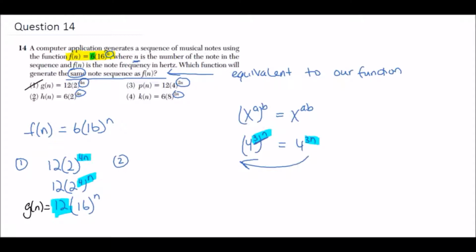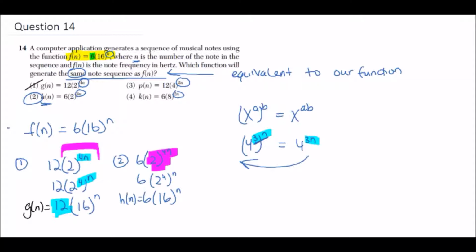Choice number 2, down here, we have 6 times 2 to the 4n. And you should recognize that this portion of this is exactly the same as this one. So we could use the exact same process, and we'd raise 2 to the 4th to the n. Well, we already know 2 to the 4th is 16, so this is 16 to the n, and then times 6. So our h of n is exactly that from answer choice number 2, and that exactly matches our original f of n. So the answer must be 2.